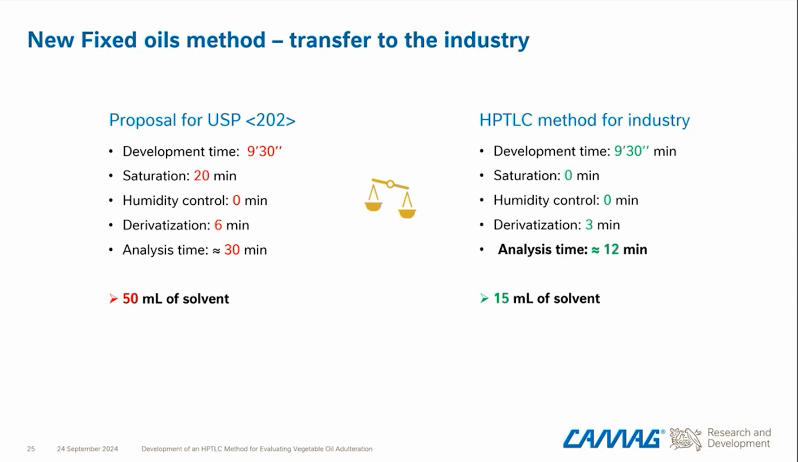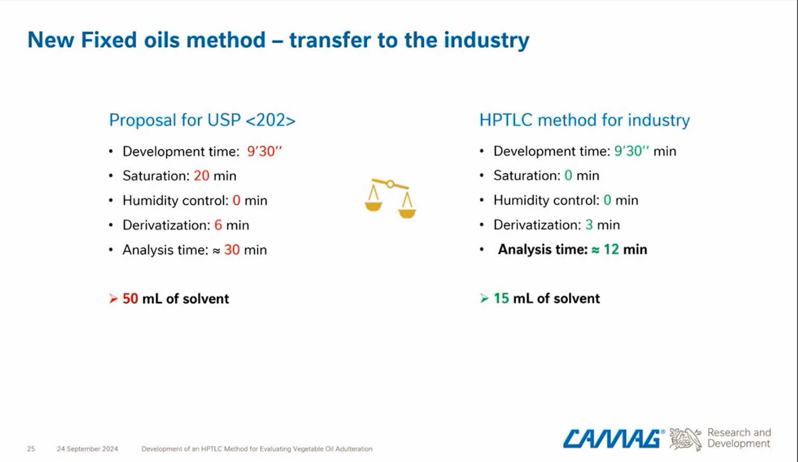And for the derivatization step, the proposal for the USP was 6 minutes of heating after derivatization. Here, with the last proposal for the industry, we have 3 minutes of heating after derivatization. So at the end, instead of having a method that was doing 30 minutes for the USP, we have now an analysis time of 12 minutes. So we really reduce the time and we enter the criteria from the industry.